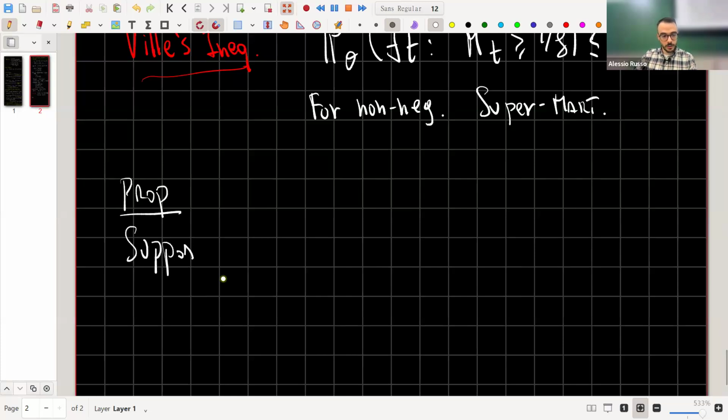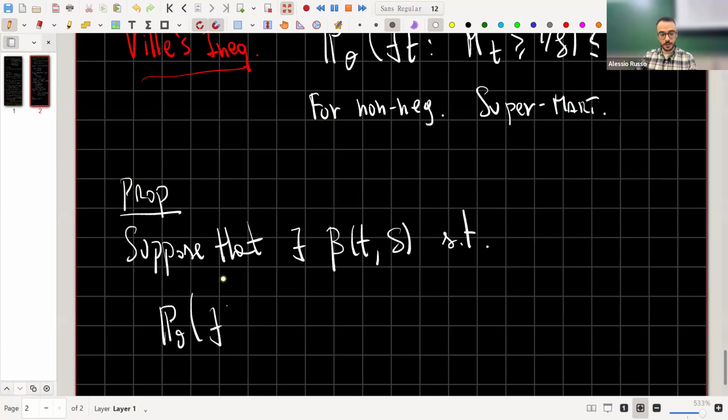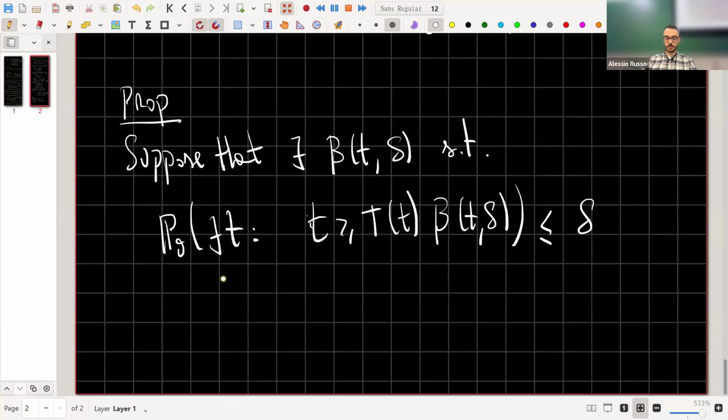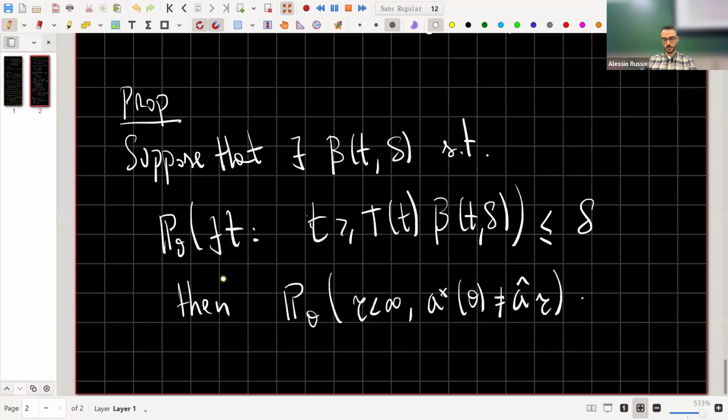Suppose that there exists a threshold function, beta(t, delta), such that the probability that there exists a time t where t is bigger than the empirical characteristic time times beta(t, delta) is smaller than delta, then track and stop is delta-correct. So in this theorem, I'm assuming that this holds.